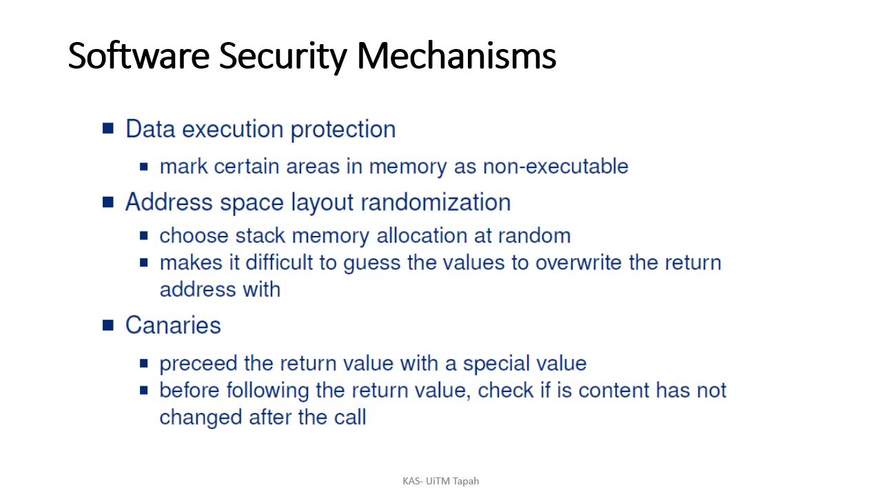Software security mechanisms: how do we secure our software? We have three ways, which is data execution protection. Data execution protection exists in our Windows, in many security parts, so we can enable the data execution protection. And then we have address space layout randomization. With data execution protection, we mark certain areas in memory as non-executable, so files there cannot be executed. Only the main area can run or execute the file.